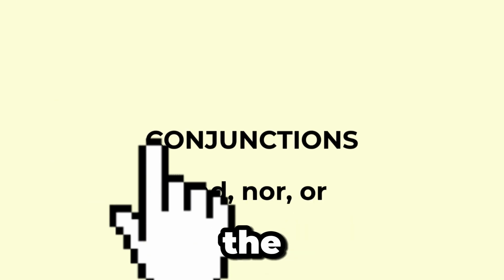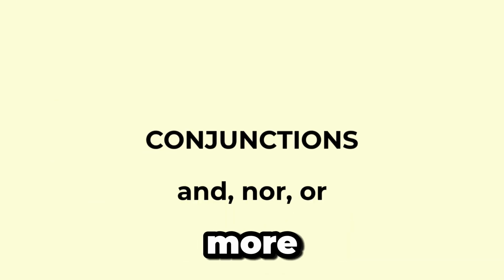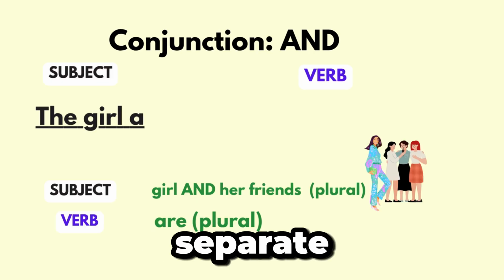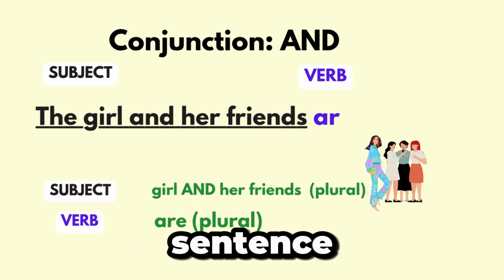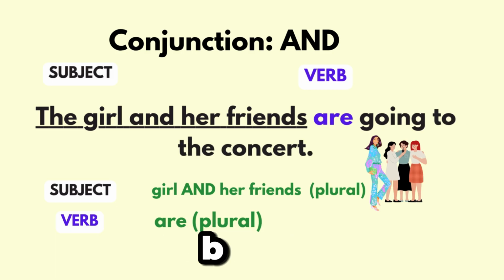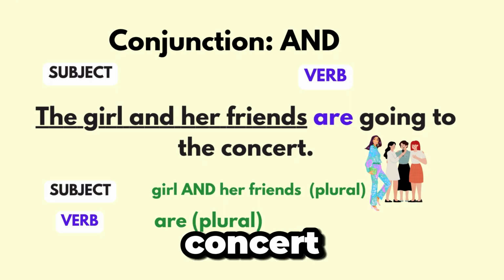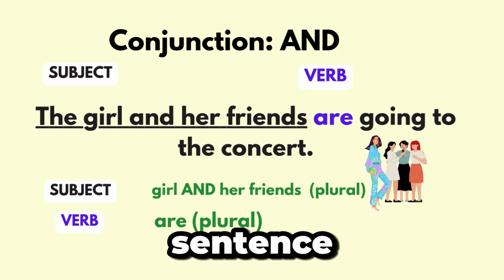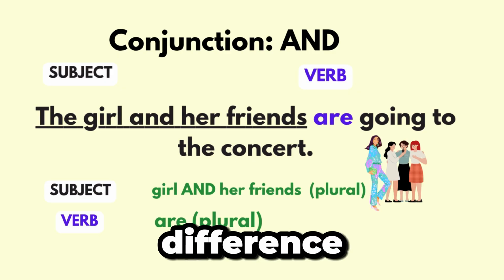Let's talk about the use of conjunctions when we have more than one subject. When we use the conjunction and to separate two subjects in a sentence, the subject is plural and therefore the verb has to be plural as well. The girl and her friends are going to the concert. This is a plural sentence. The use of and makes a big difference.